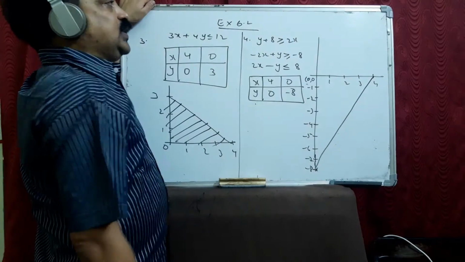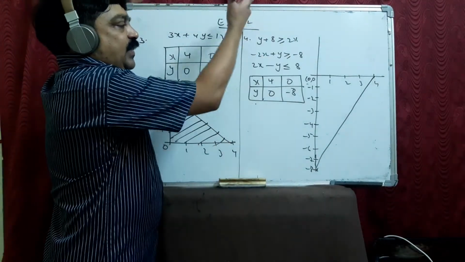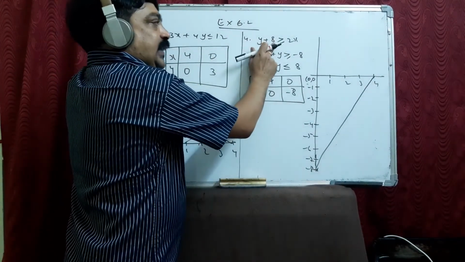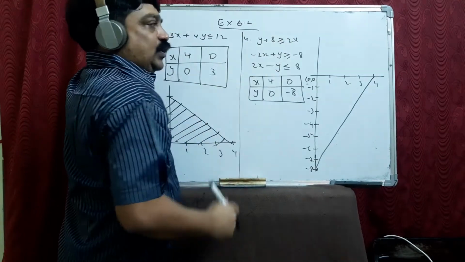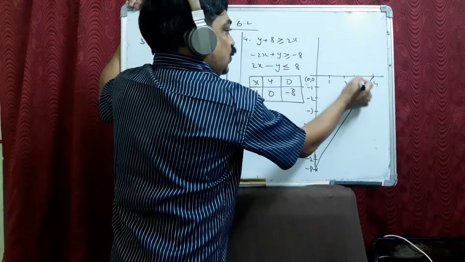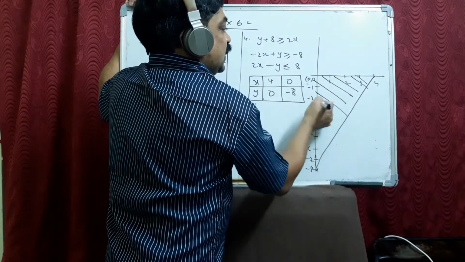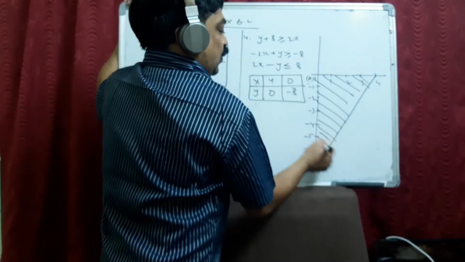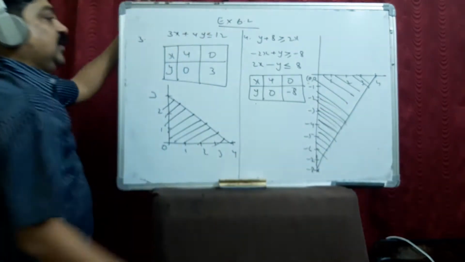So let us substitute 0, 0 in the equation. 0 plus 8 greater than or equal to 0. Is it true? Yes, 8 is greater than or equal to 0, true. So 0, 0 will be there. So we can shade towards 0, 0, like this.